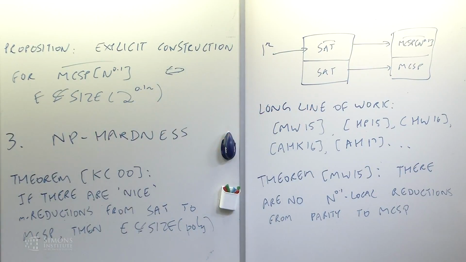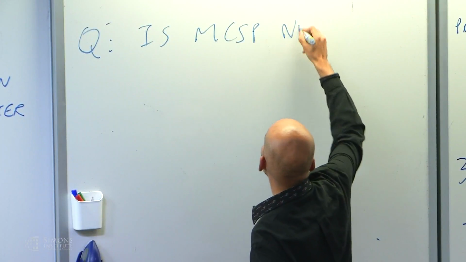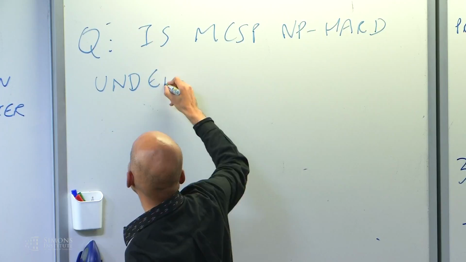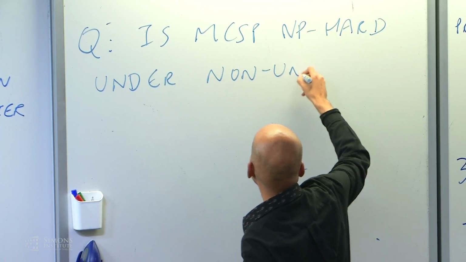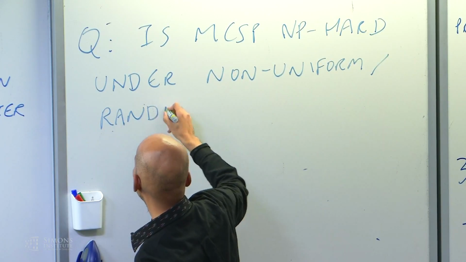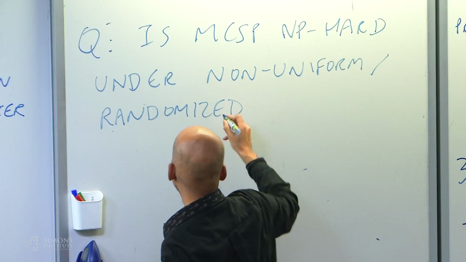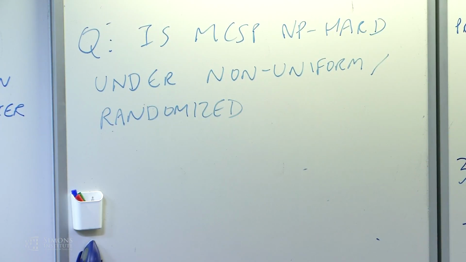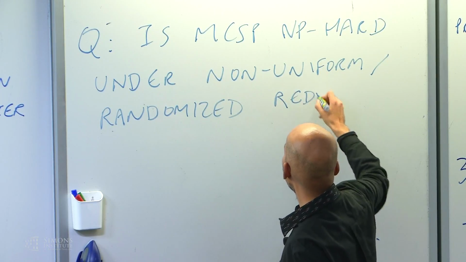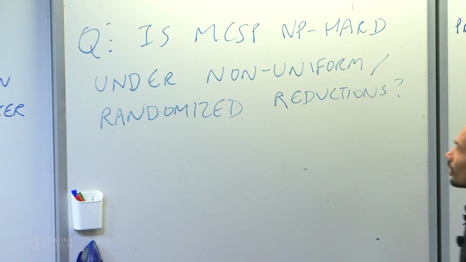It's a question. Is MCSP NP-hard? There's some work on this when the reductions are very simple, for example, constant depth circuits, but when they can be polynomial size circuits, there's essentially nothing known, to the best of my knowledge. I think this is a question that's possibly quite interesting to think about with regard to NP-hardness.